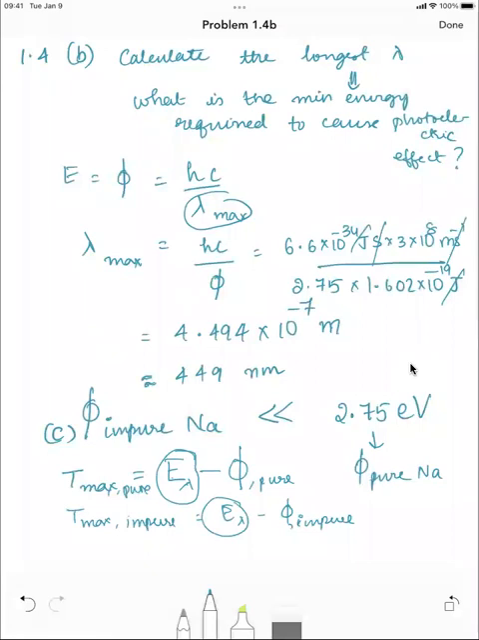So when E lambda is the same for both of them, we know that phi impure Na is much less than phi pure Na. So you're basically subtracting a smaller amount from E lambda for impure Na, which means your Tmax for impure Na is going to be higher than the Tmax for pure Na, right? So obviously the answer would be Tmax impure is greater than Tmax pure.